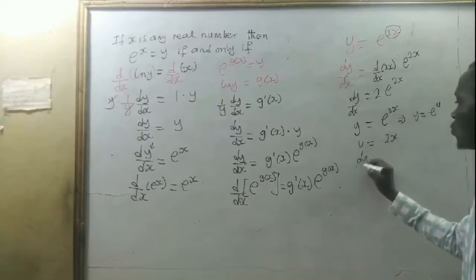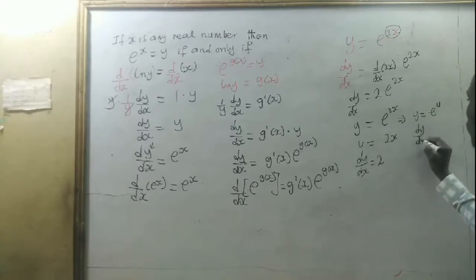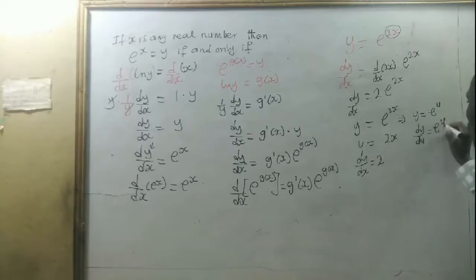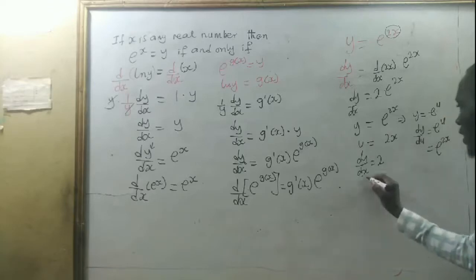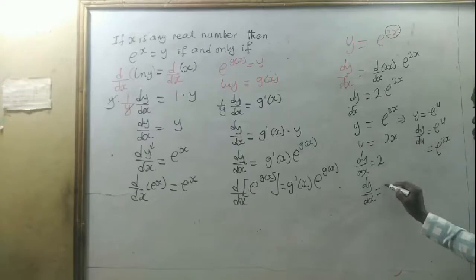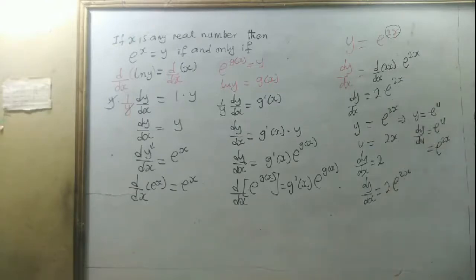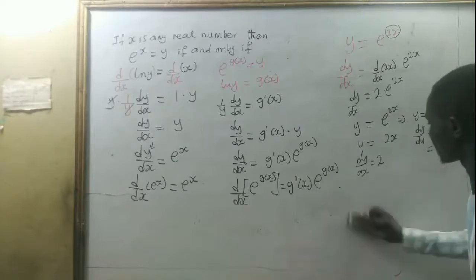Here, the derivative of u with respect to x is equal to 2. And the derivative of y with respect to u is equal to the same e to the power u, which is the same as e to the power 2x, since u equal to 2x. Now, the derivative of y with respect to x is equal to du/dx, that is 2, times dy/du, that is e to the power 2x. So, whichever path you pass, you get there, because a mathematics question has many entry points and many exit points. Now let's clean this and continue.